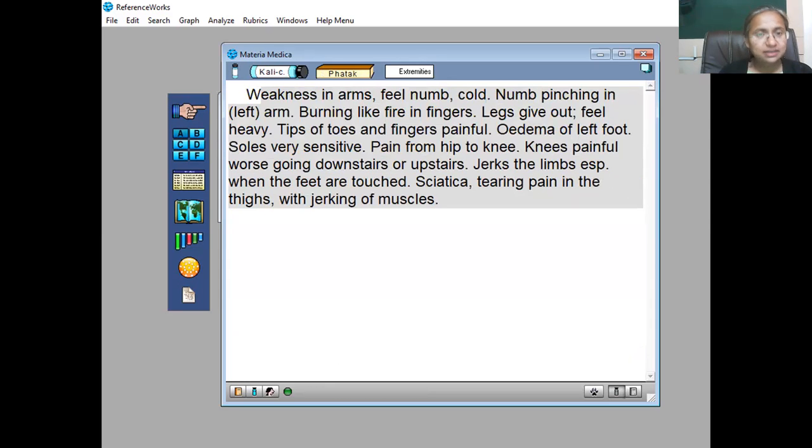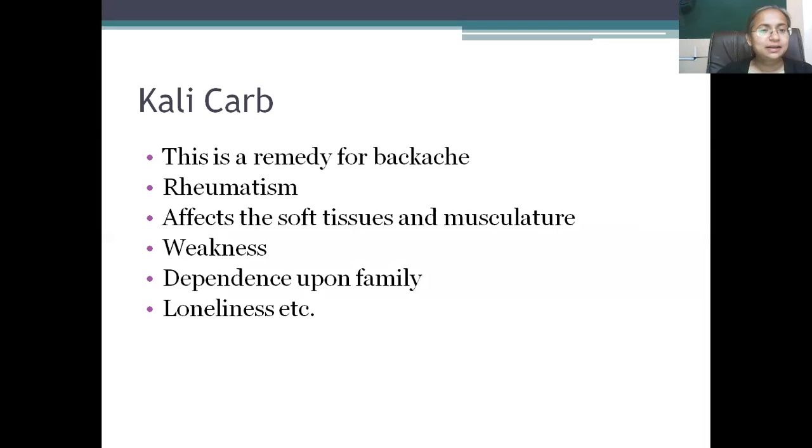And it is an amazing rheumatic and joint pain remedy. Okay, so this is a remedy for backache, for rheumatism. It affects the soft tissues and musculature. It has this weakness, dependence upon the family, and also loneliness. So overall, it covered everything.